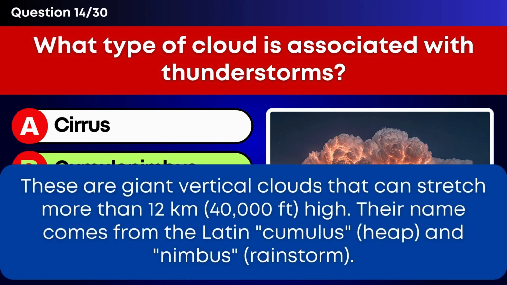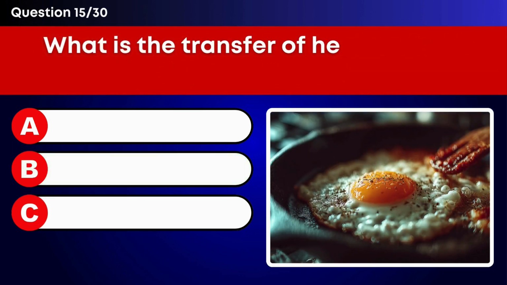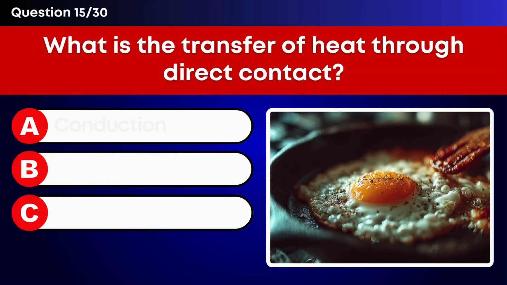Cumulonimbus. These are giant vertical clouds that can stretch more than 12 kilometers, 40,000 feet high. Their name comes from the Latin cumulus, heap, and nimbus, rainstorm. What is the transfer of heat through direct contact?